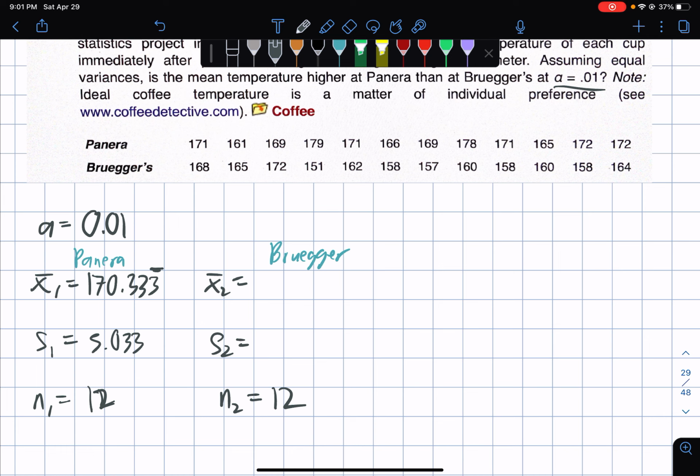So let's calculate for its mean. 168, 165, 172, 151, 162, 158, 157, 160, 158, 160, 158, 164. So X bar 2 is 161.083. And then S2 is 5.567.